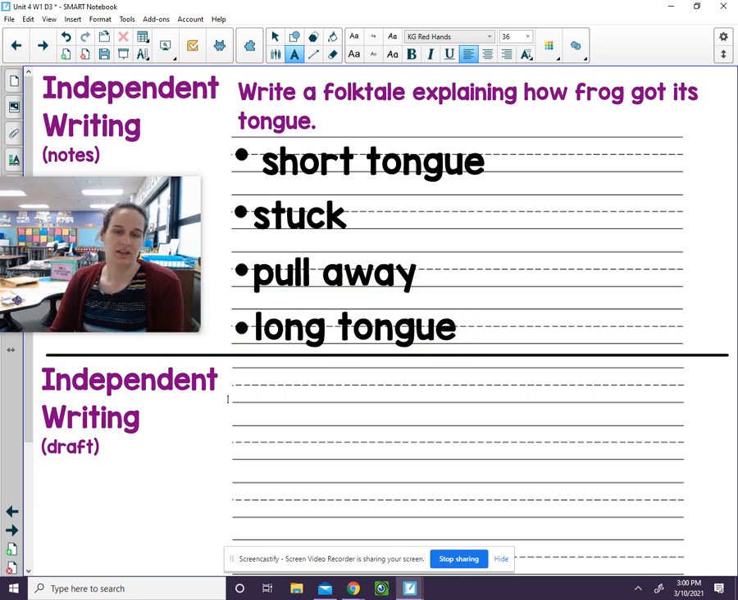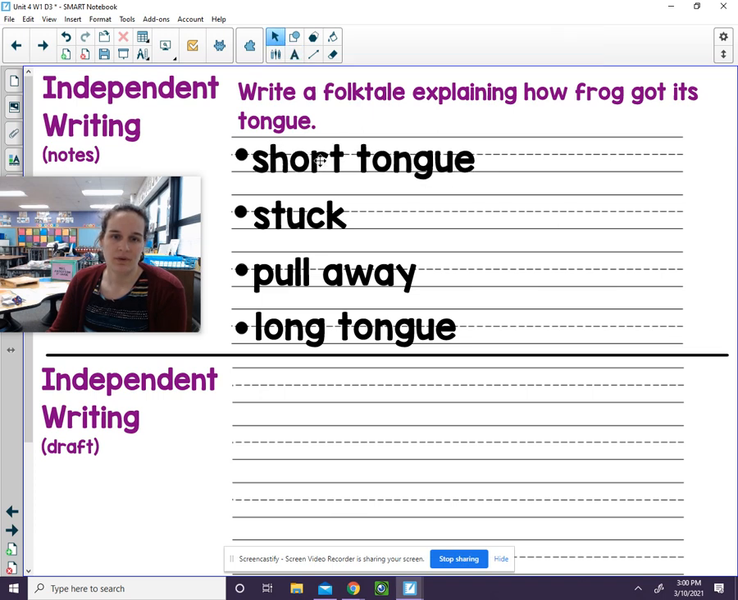Okay? So again, our notes say he starts off, frog will start off with a short tongue. It gets stuck maybe under something or on something. And when he tries to pull away, his tongue becomes long. So go ahead and write these notes down. Pause the video so you have time to write your notes. And we'll do some more of the writing aspect tomorrow.